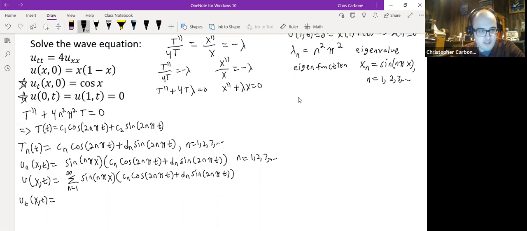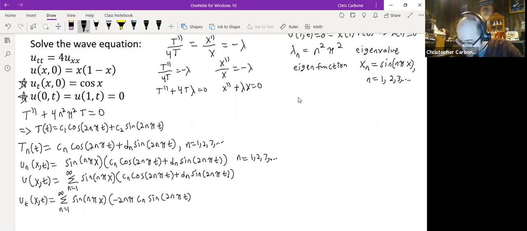So this is going to be the sum from n is equal to 1 to infinity of sine of n pi x, times negative 2n pi times c sub n times sine of 2n pi t, plus 2n pi d sub n times cosine of 2n pi t.